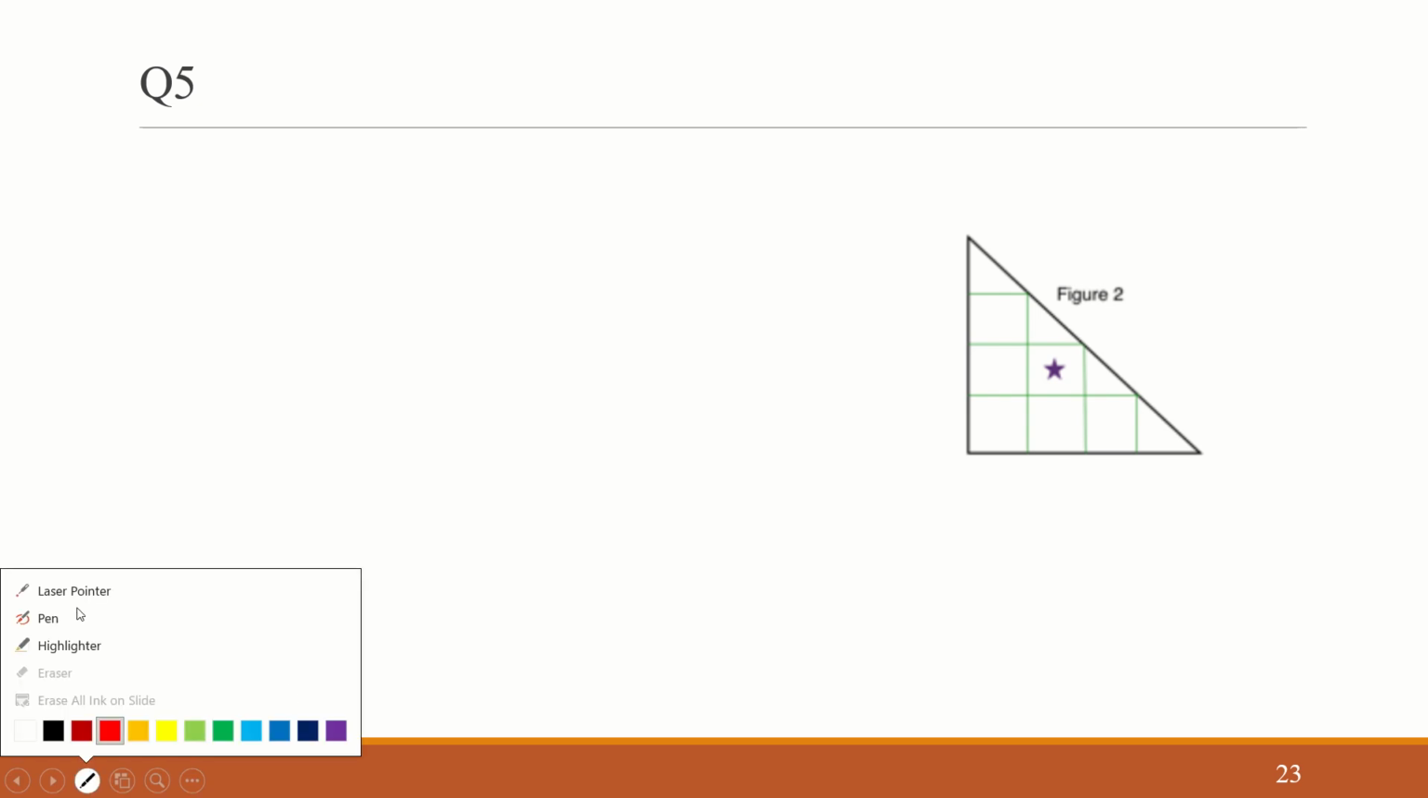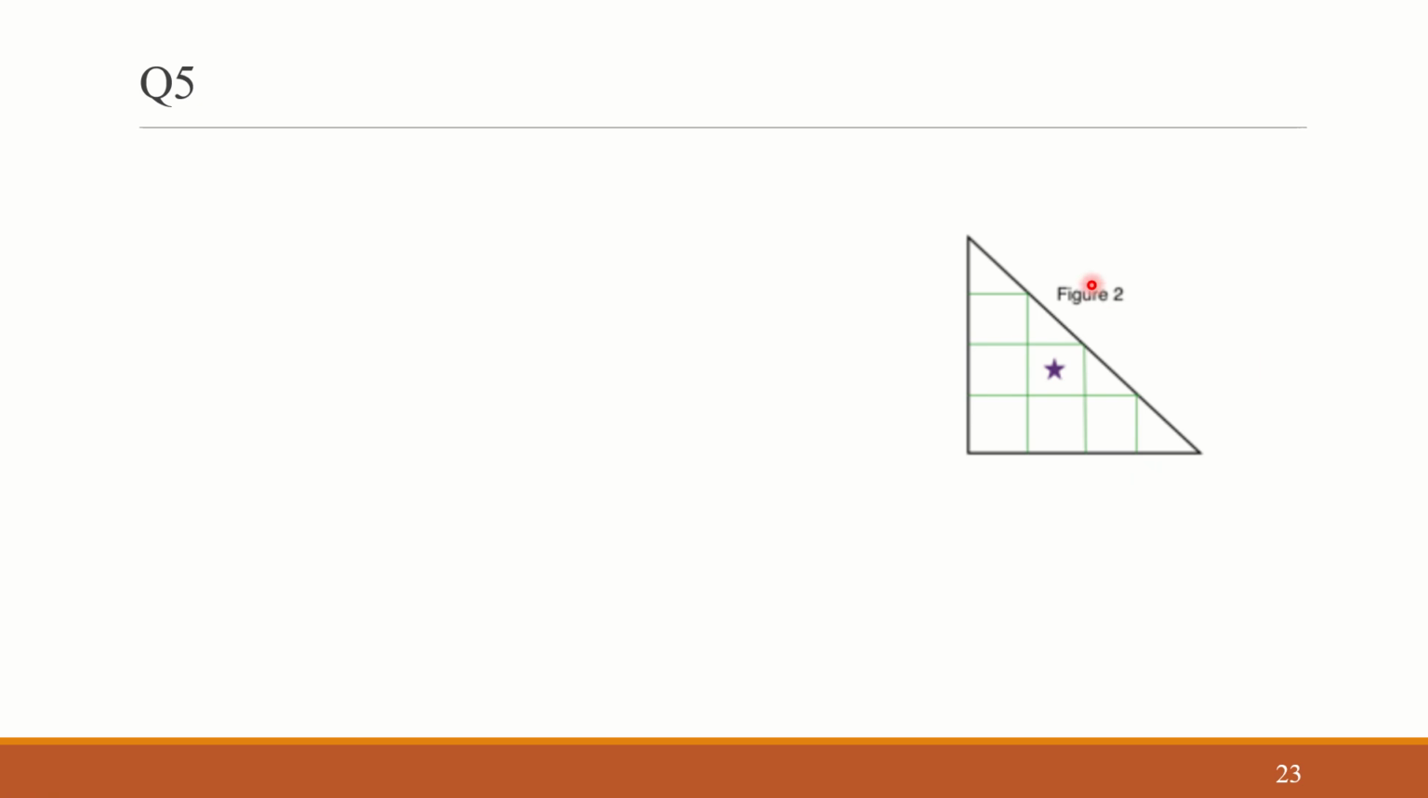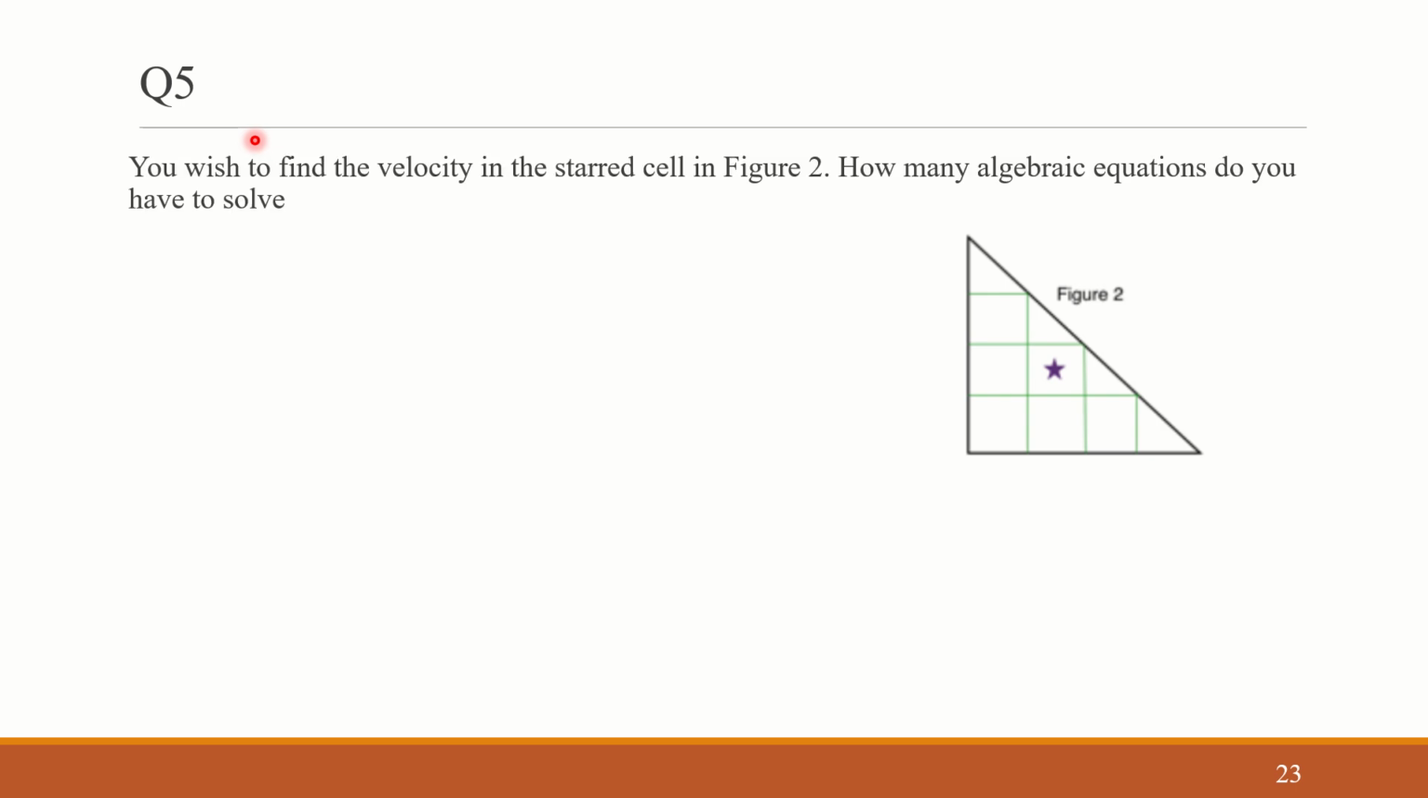Now from question 5 we are going with figure 2. Previously we have just dealt with figure 1. So in this particular question, let us see what has been asked. You wish to find the velocity in the starred cell in figure 2. How many algebraic equations do you have to solve? So we are asked to find the velocity in the starred cell in figure 2, and how many algebraic equations do we need to solve?